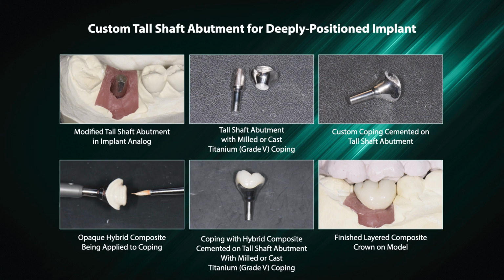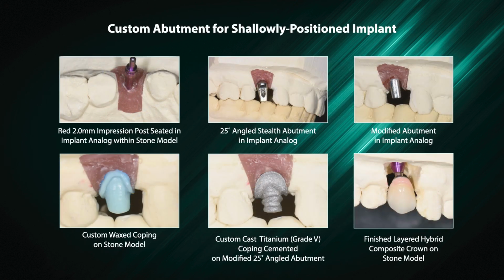The bottom middle image is of a coping with hybrid composite cemented on a tall shaft abutment with milled or cast titanium grade 5 coping. The final image is of the finished layered composite crown on model. Custom abutment for shallowly positioned implant.